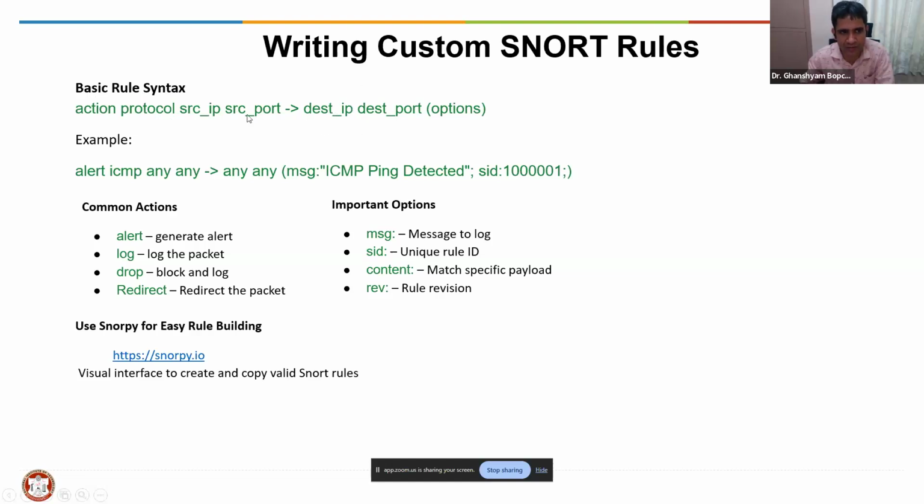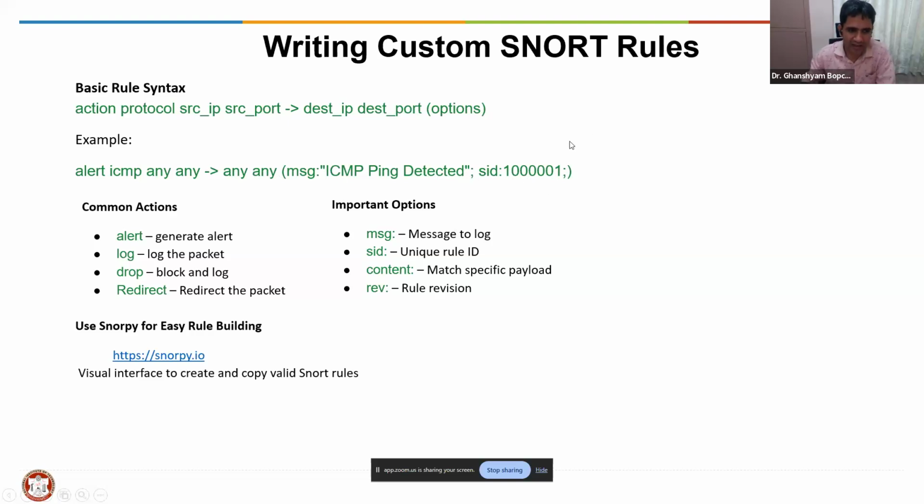The first two, source IP and source port, are for the attacker machine, and then there is some sort of option. If you see the example here, an alert message is created for ICMP. If ICMP packets come from any computer, with any IP address and any port, to any destination machine having any port open, then it will give the alert. And you have to make sure that every rule has a unique ID.